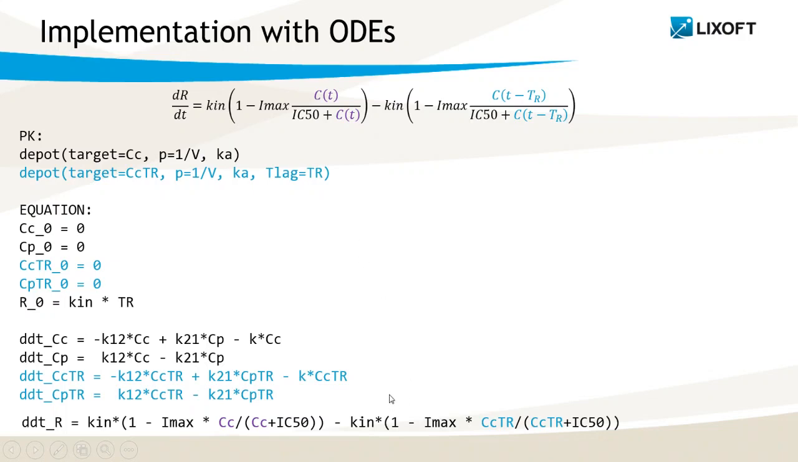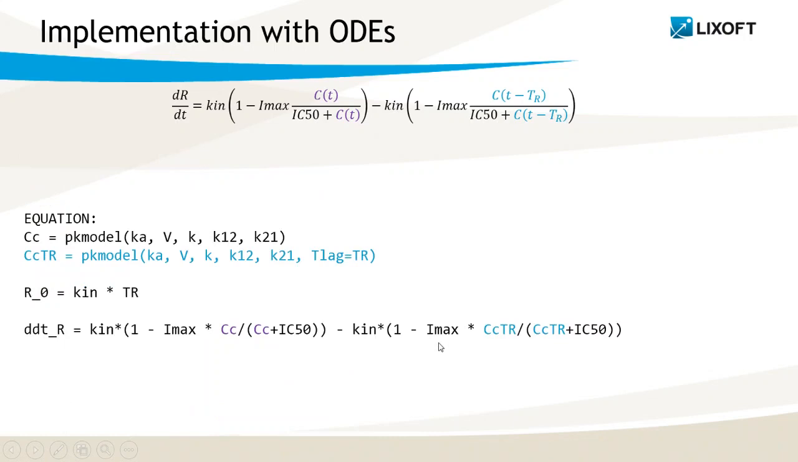This solution can be applied to many cases, for instance when you have a pk that impacts a PD. In this example, I have only one delay, but if I would need to delay Cc by two different times, for instance an initial lifespan and a modified lifespan, then I would need to duplicate the pk code twice. Once I don't use the delay function anymore, Cc and Cctr can also be computed using the analytical solution when applicable. For my two-compartment model, I can use the pk model macro, which leads to a pretty compact code.